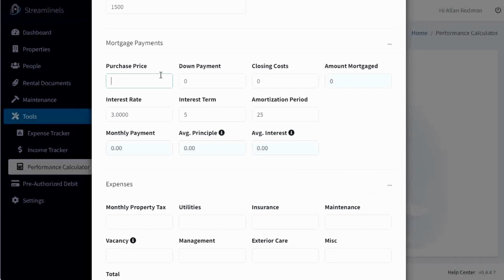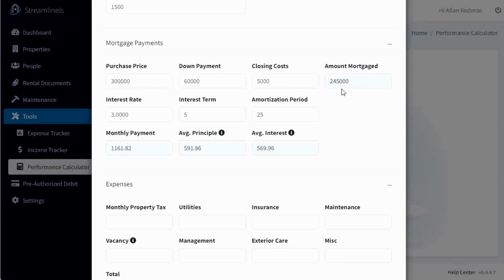But anyway, I'm going to purchase something for $300,000. We're going to do a 20% down payment, so that would be $60,000. And let's say our closing costs are $5,000. So the amount mortgaged is $245,000. It's basically the purchase price minus the down payment plus the closing costs.